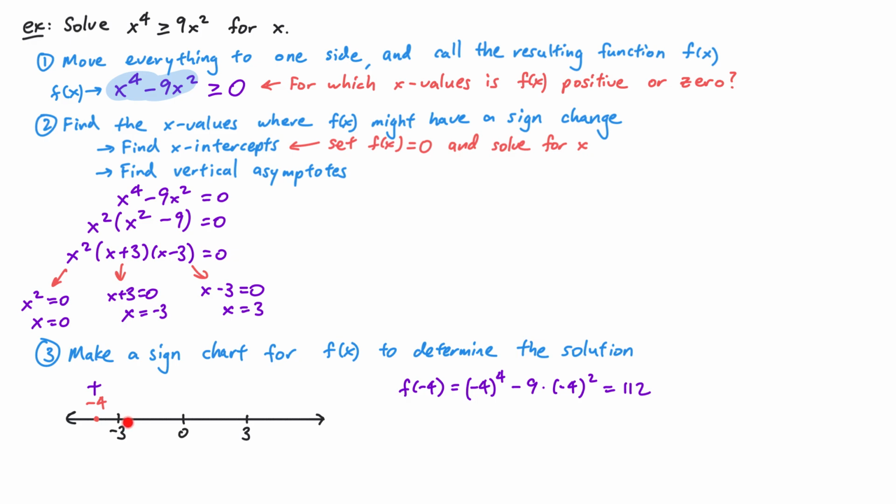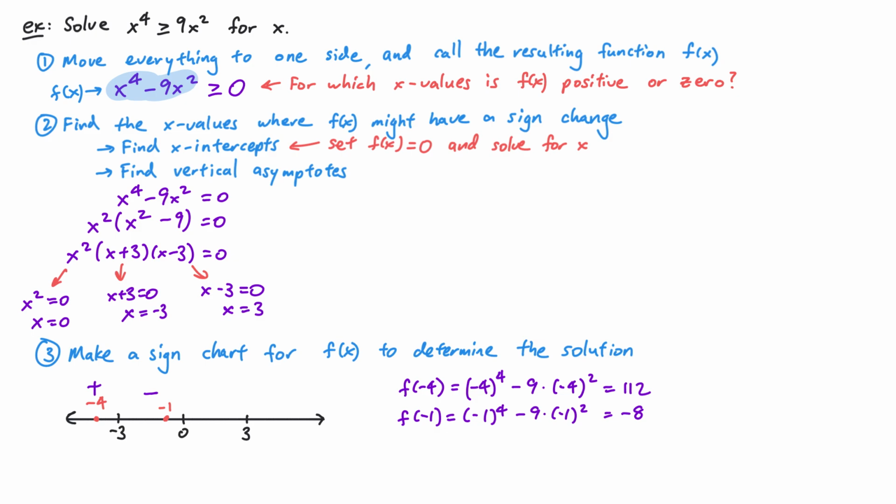Next, let's look at the interval between negative 3 and 0. We can pick an x value here like negative 1. So take negative 1, plug it into your function, and evaluate the output. We have negative 1 to the fourth power minus 9 times negative 1 squared. Evaluating this, we get negative 8. Negative 8 is a negative number, so we're going to draw a minus sign on that interval.